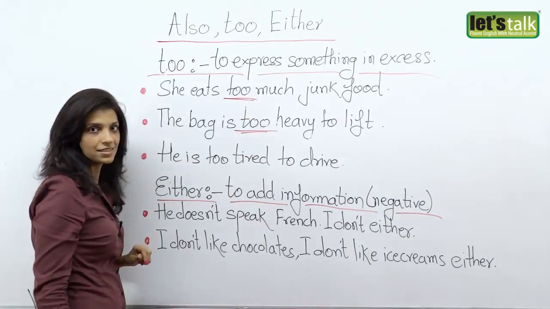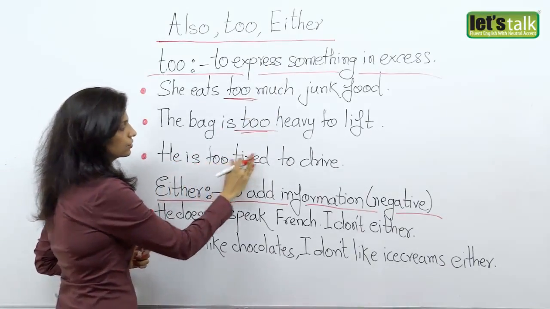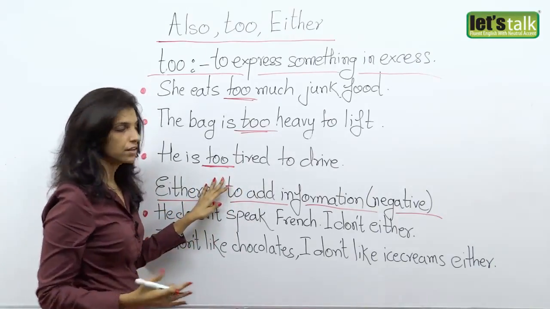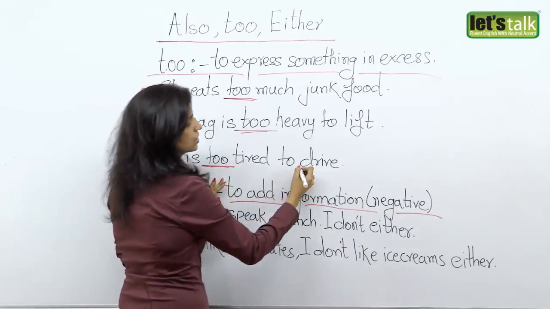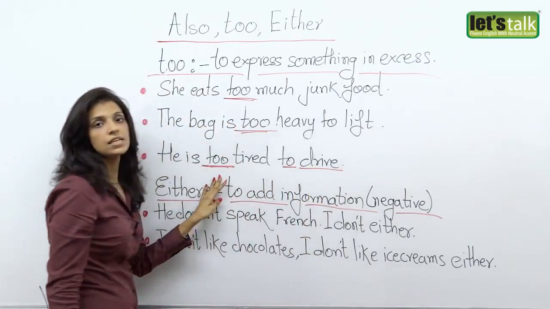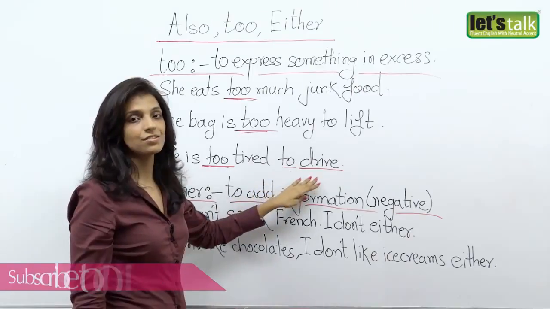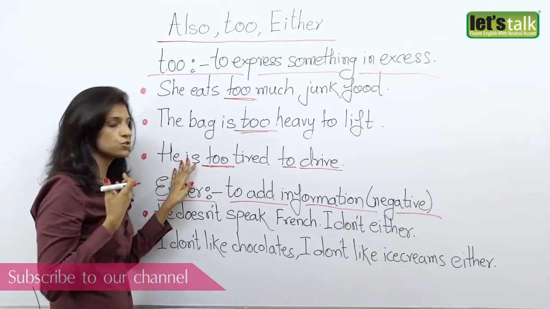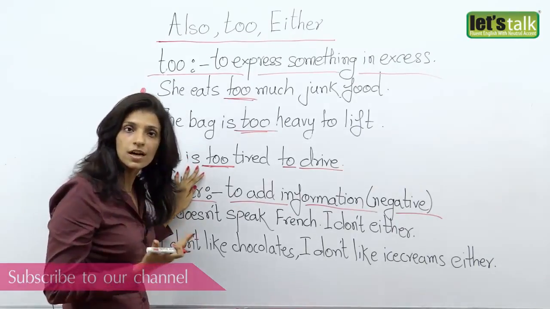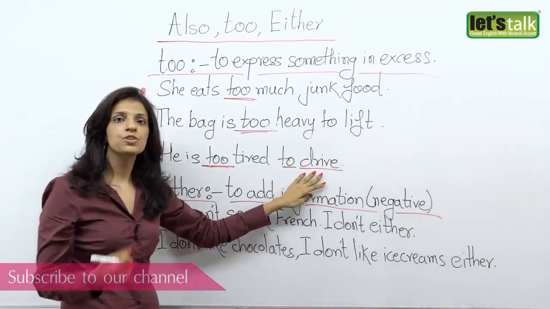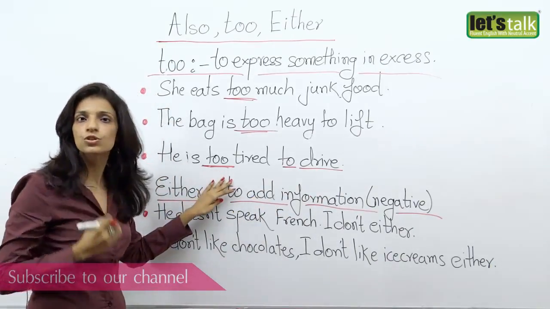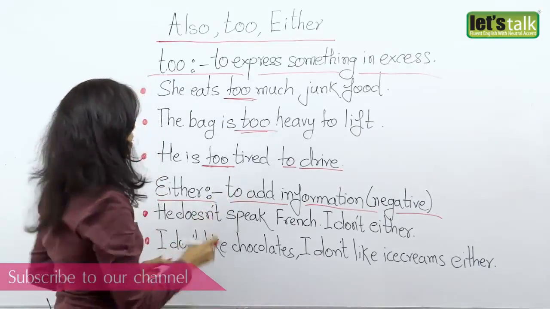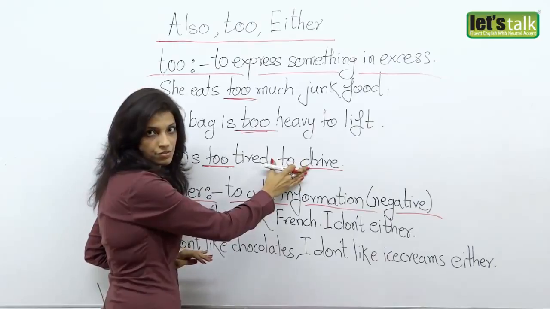to express something in excess. He is too tired to drive. Now too tired, that means extremely tired, very tired. Before the adjective: he is too tired to drive. That means he is so tired that he can't drive. It's positive, but it has more of a negative meaning. Or sometimes when you hear some unbelievable news, you say that's too good to be true. That means it's just too good that it can't be true. Okay, so he's too tired to drive.